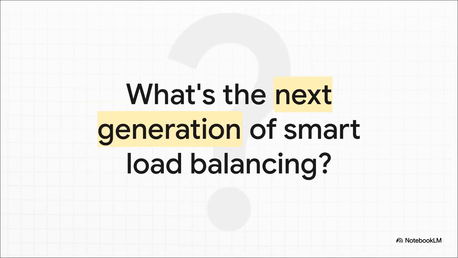And that kind of leads us to one final interesting thought. We've gone from a simple rotation to checking real-time load. But what's next? As our systems get even more complex and distributed across the entire globe, what other factors will the next generation of algorithms need to consider? Maybe network latency, or the physical location of the data, or even the cost of electricity in that data center. That's the ongoing challenge and what makes system design so fascinating.